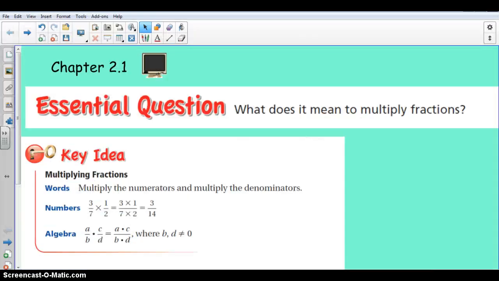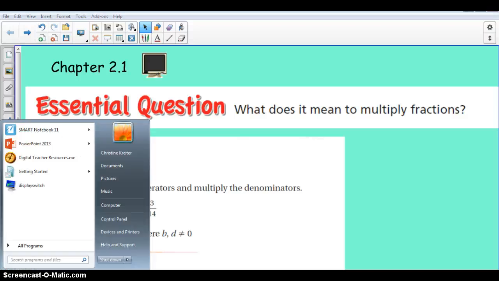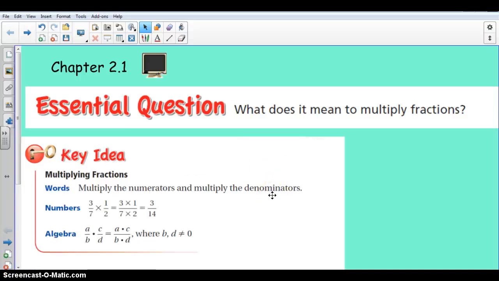All right. Now looking at the lesson itself, you'll be using what they showed you in the video in the first two sections of this chapter. First of all, though, I would like you to write down the key idea, multiplying fractions. Make sure you put this in your notes exactly the way it is, and we'll go over it in 1 second.